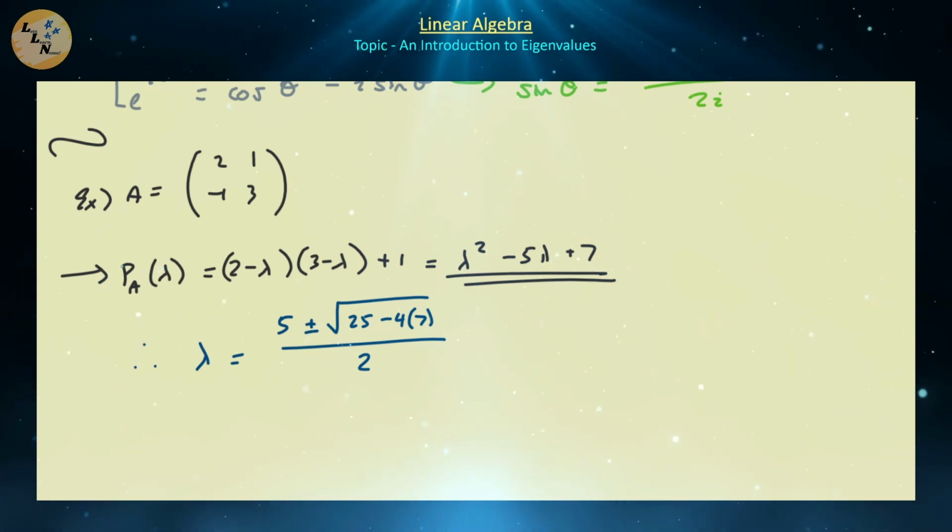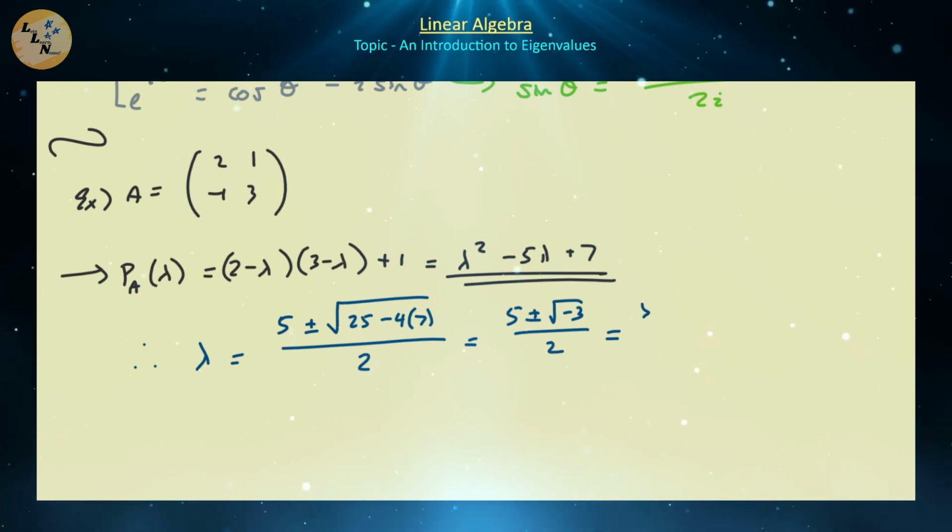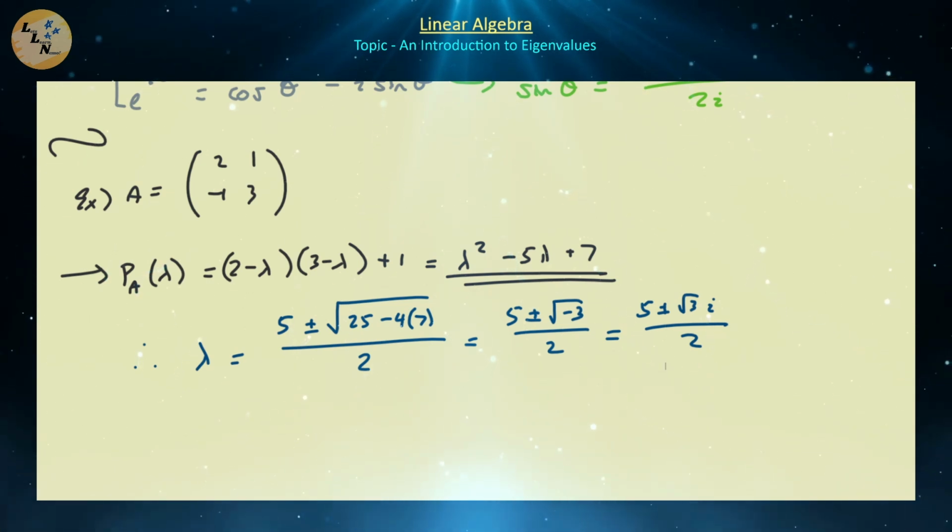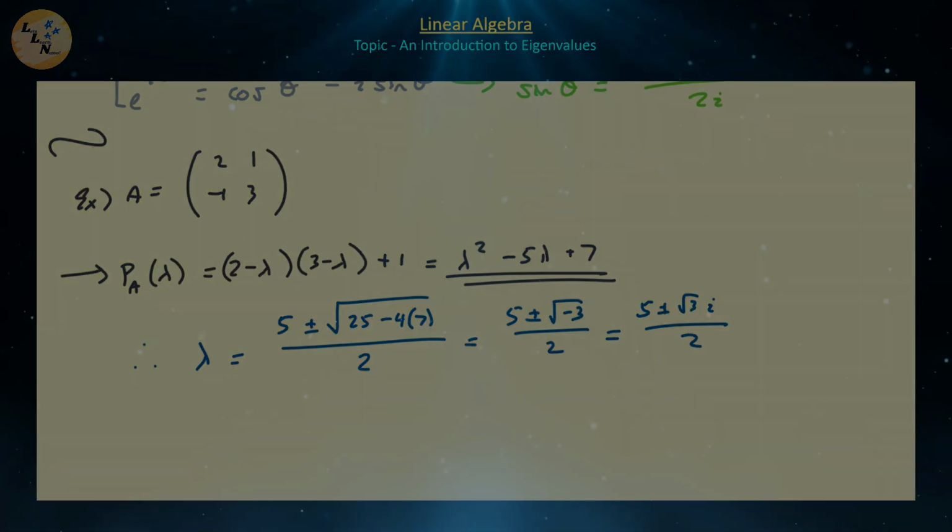So 7 times 4, we know that's going to be equal to 28. So we have that 5 plus or minus the square root of negative 3 all over 2, or 5 plus or minus the square root of 3i all over 2 are our two eigenvalues, both complex and they're conjugates of each other, right? So that's how you can find the characteristic polynomial and the eigenvalues of a square matrix.